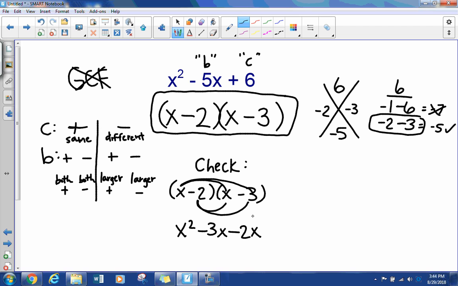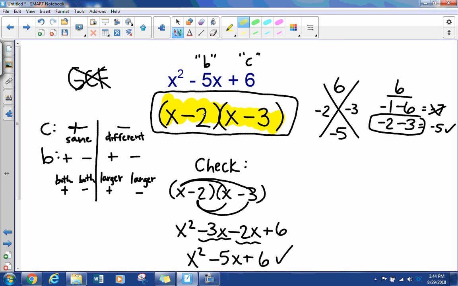Now it doesn't look exactly like what we started with, but that's because there's a pair of like terms that I can combine, and if I do, I get x squared minus 5x plus 6, and that is what we started with back up here, and so that helps me know that this is the correct factor pair for that quadratic trinomial.